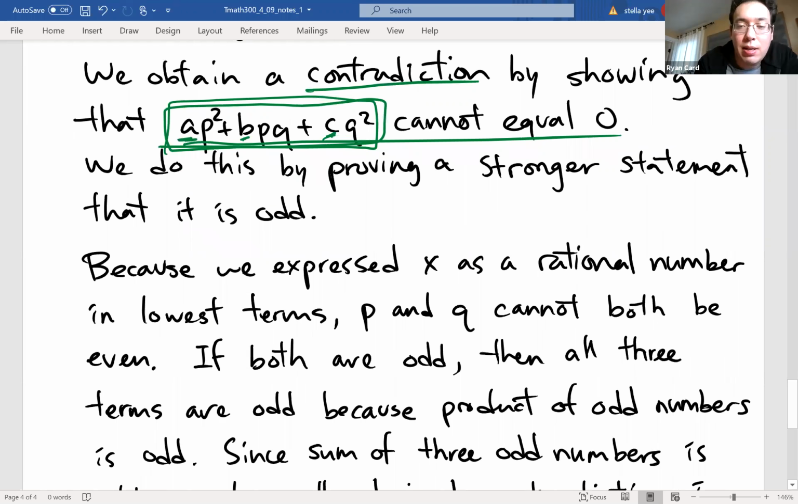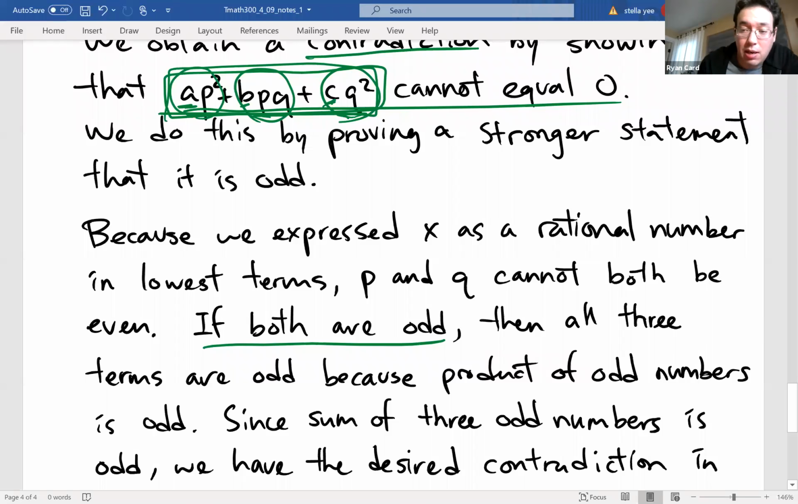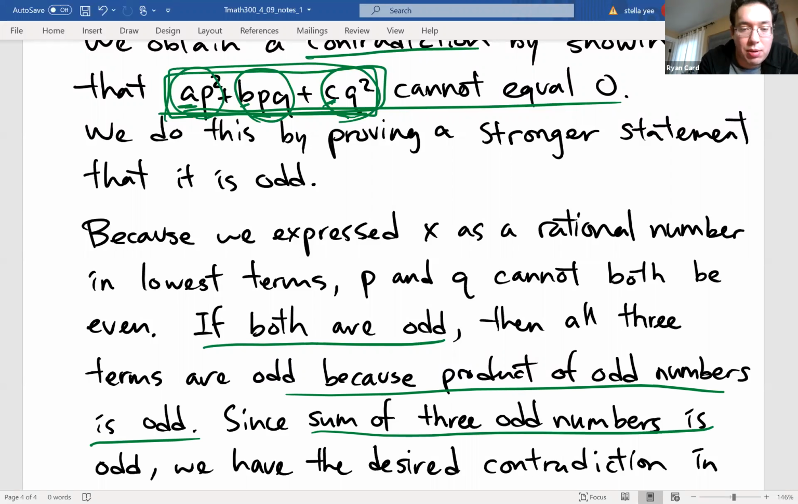So if both are odd, then all of these three terms are products of odd numbers. An odd number times an odd number is always odd. So those three terms are all odd in the end. And if you add three odd terms, you're going to get an odd number. So a product of odd numbers is odd, and a sum of three odd numbers is odd. So you have an odd number in the end.